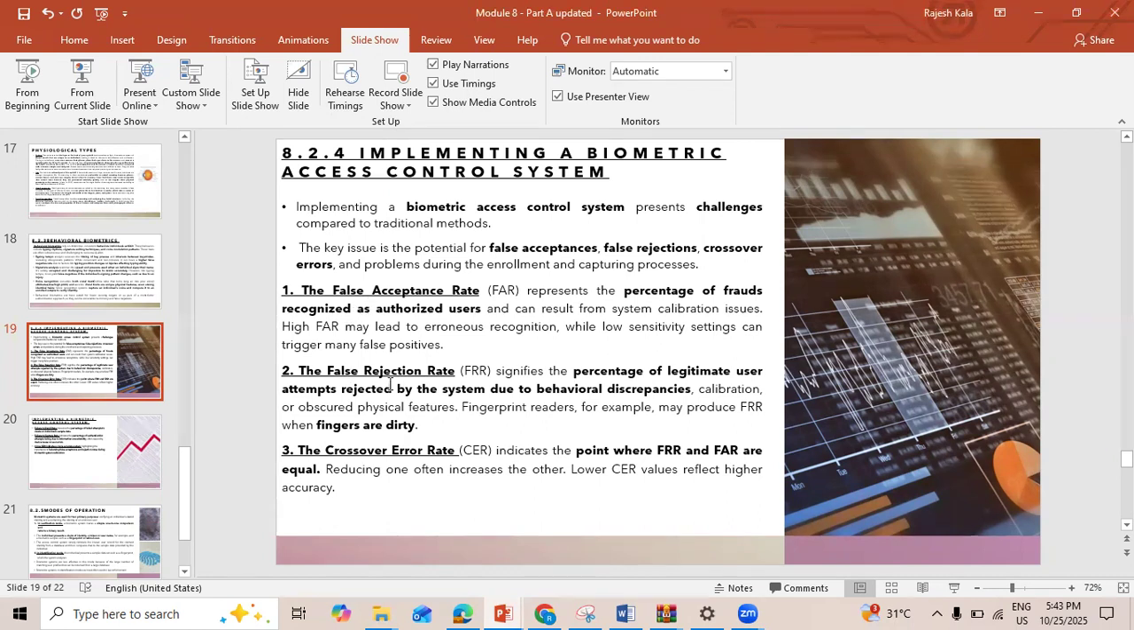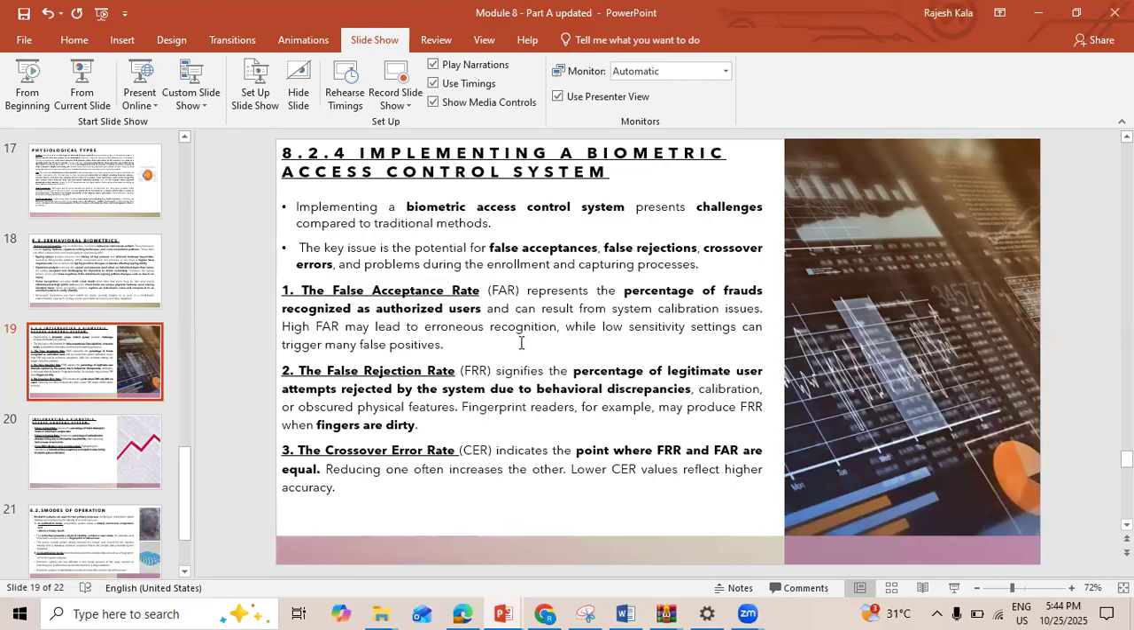False rejection rate means the percentage of legitimate user attempts rejected by the system due to behavioral discrepancies. I am the one giving my fingerprint, but due to some injury, my fingerprint changed a little bit, so the system is not accepting me. Or my fingers are dirty. That's why whenever you go for a fingerprint scanner, always make sure that your fingers are clean, no dirt. Because if it is dirty, the scanner will not accept you. The fingerprints already stored in the system will not match with your fingerprint because it is dirty.